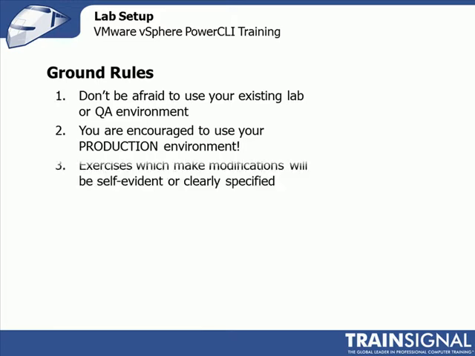Okay, exercises that will make modifications will be either self-evident or clearly specified. So, for example, there's going to be some exercises where you will learn how to create a new virtual machine. Well, that is a change to your environment. That's either a change that you understand and accept and can deal with and work around, or not. You might have a lab environment where you'll be able to make virtual machines. But there's lots of things that you'll be doing that don't make changes to the environment, and I'll explain what's what.